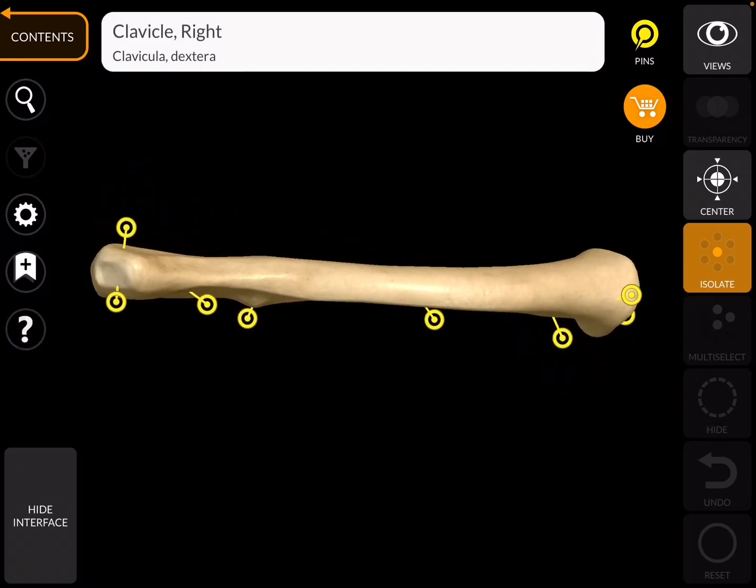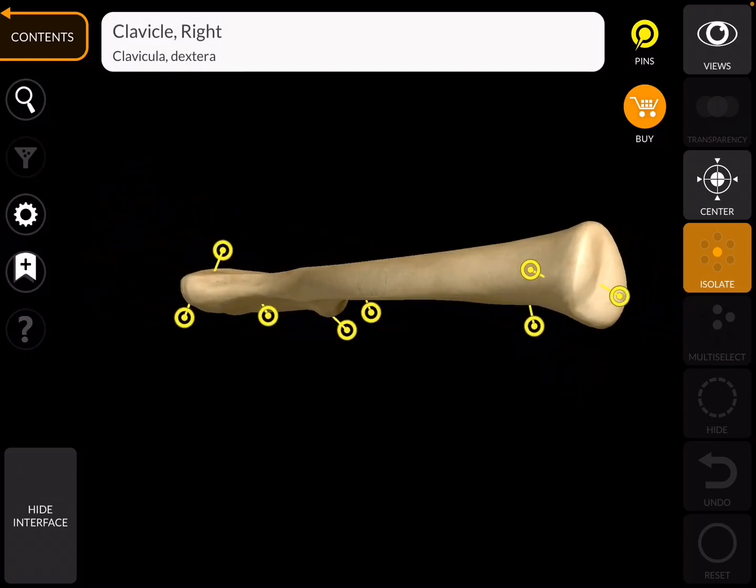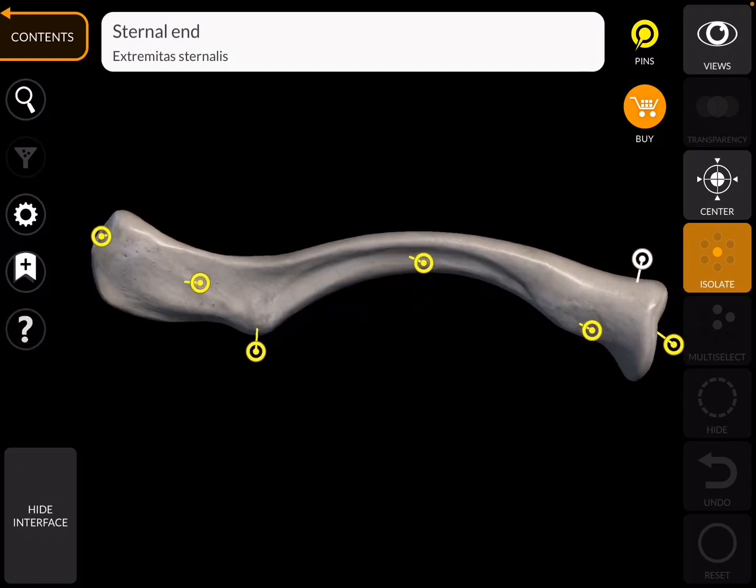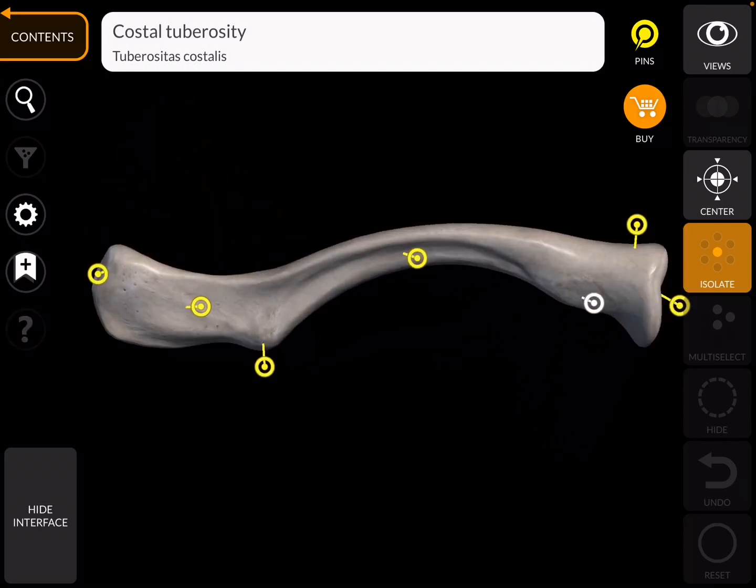So we want to talk now about the important points that we are going to see here. Here we have our sternal facet, which articulates with the sternum, and this is actually just like our sternal end. When we go on its inferior surface, we see an area that attaches to what we call the costal tuberosity, because that is where it attaches to the rib. And if you check somewhere here, there is a C-shaped groove that you can see, and that groove we call the subclavian groove.